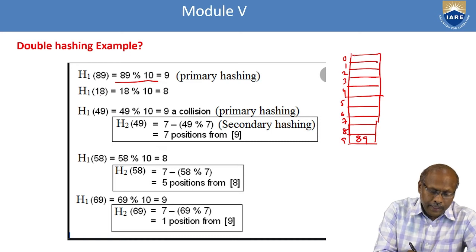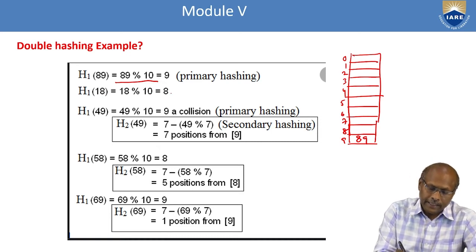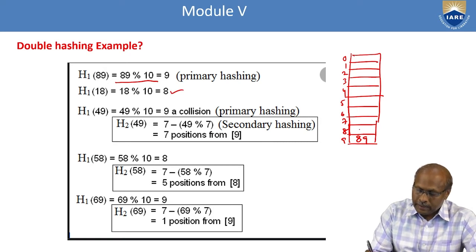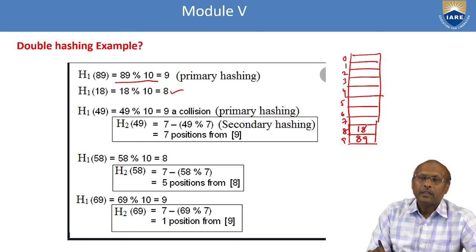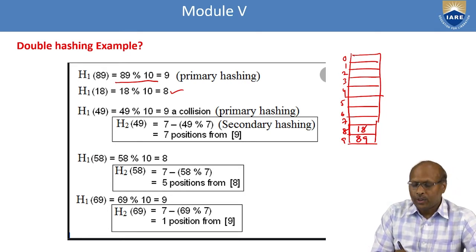Next, H1 of 18. 18 modulus 10 is 8. So I'll go to the 8th place, and I'll store it here. 18 will be stored in the 8th place, because I am applying the first hash function where there is no collision at all.